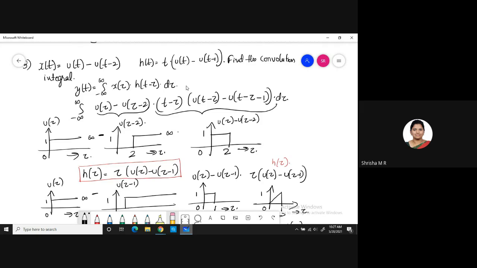Now for the x of t terms, what is x of tau? For writing that, whatever is your x of t, replace t with tau. So you have u of tau minus u of tau minus 2.